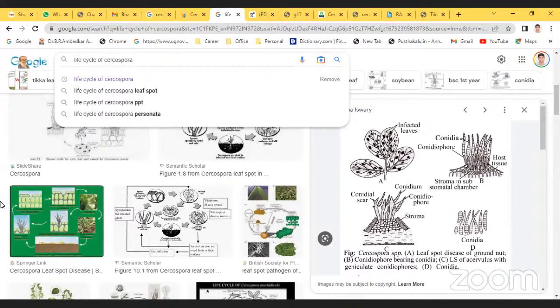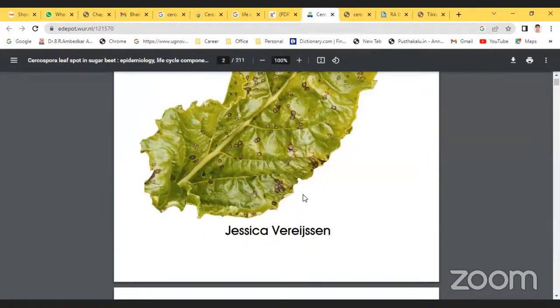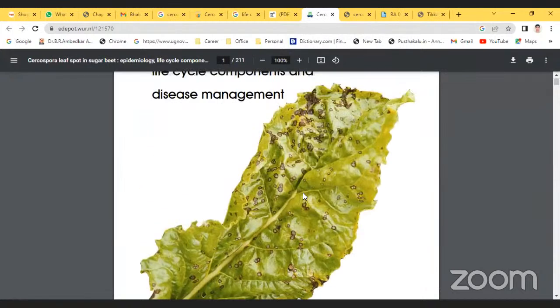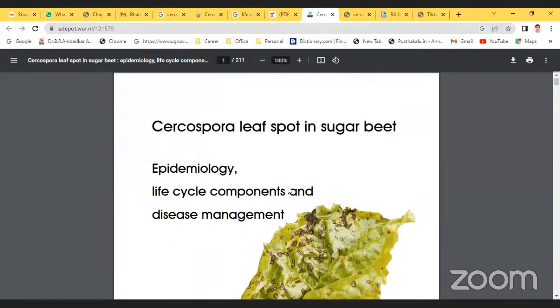This is the tikka disease symptoms. First it is dark brown in color, then yellow, then reddish brown, and finally black in color. These are the stages. So what happens in the life cycle? How is the life cycle completed in groundnut, right? Another one that is very important: according to our syllabus, groundnut is very popular.